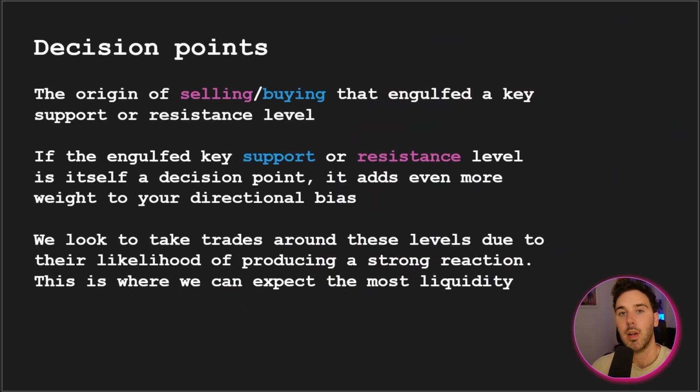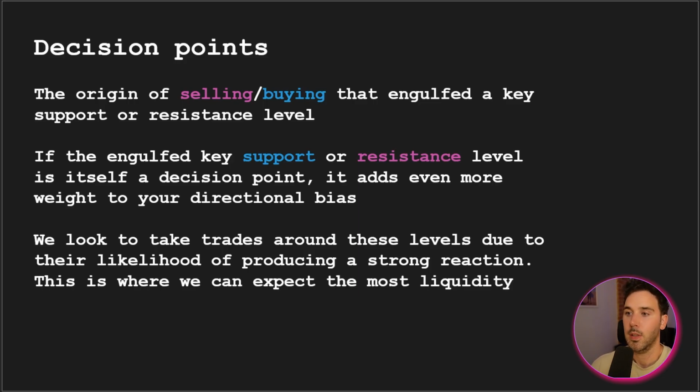So the thing is, we want to trade these patterns at particular points in the chart. We want to trade them where there's going to be liquidity, and we don't really want to just trade them in midair, in the middle of a trend or whatever, because there is a greater chance of failure at those points. So I'd look to trade at decision points.